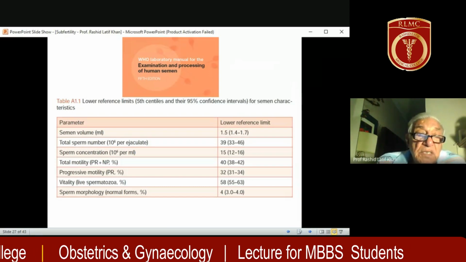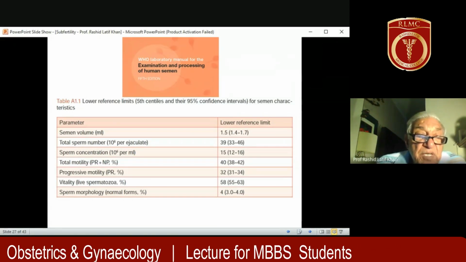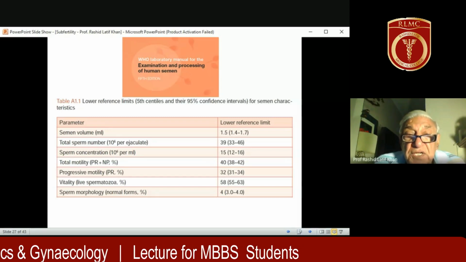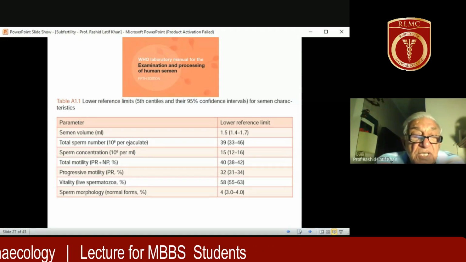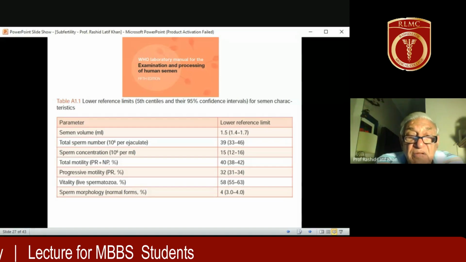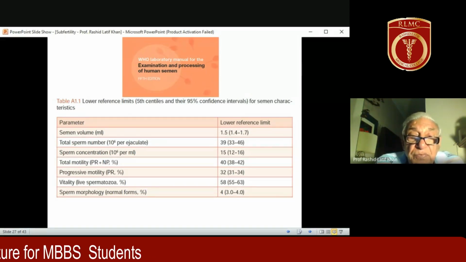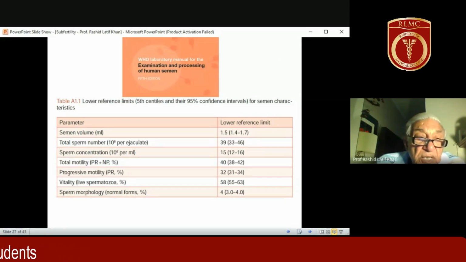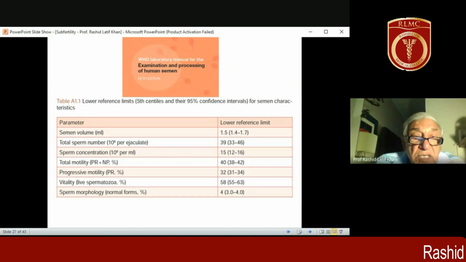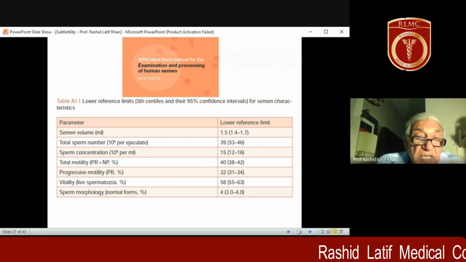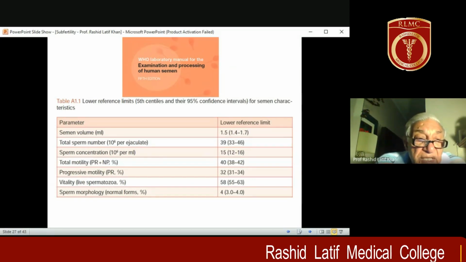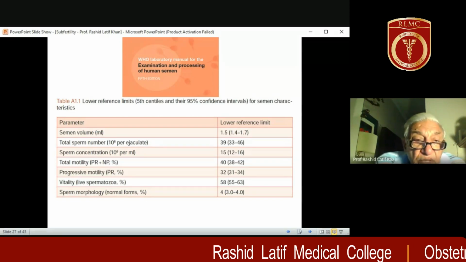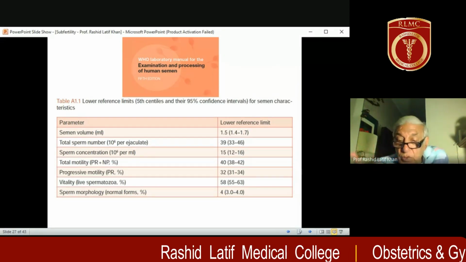If you look at this, these are the parameters which are latest. Remember this. These are the values which are recommended by WHO now. Semen volume only 1.5 milliliter. Then sperm count up to 39 million or even lower. In the next slide we'll see. And motility 40%, and morphology at the bottom, 4% only.